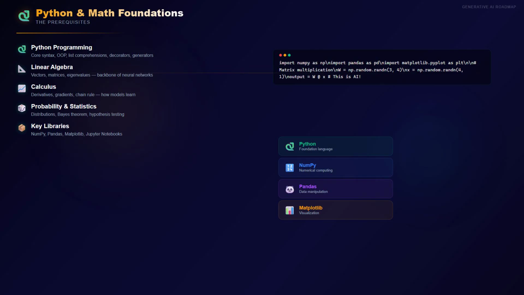For libraries, master NumPy for numerical computing, Pandas for data manipulation, and Matplotlib for visualization. Jupyter Notebooks will be your daily workspace for experimentation. Don't try to learn all the math first. Learn it alongside your ML journey. When you encounter a concept like gradient descent, that's when calculus becomes real and meaningful.